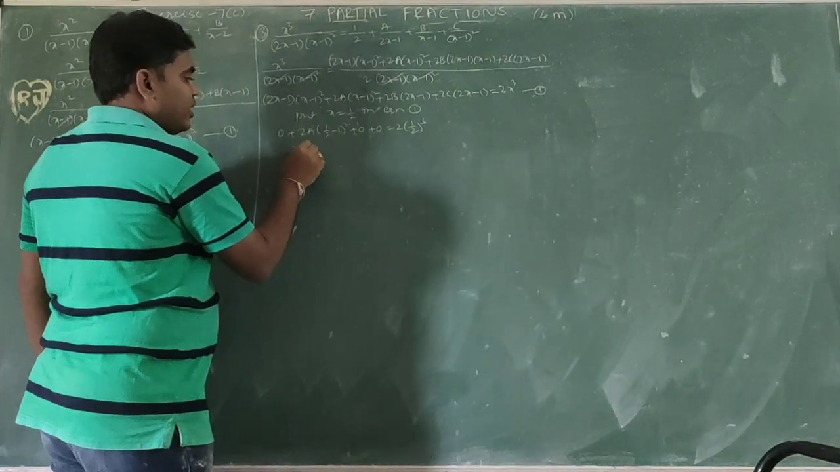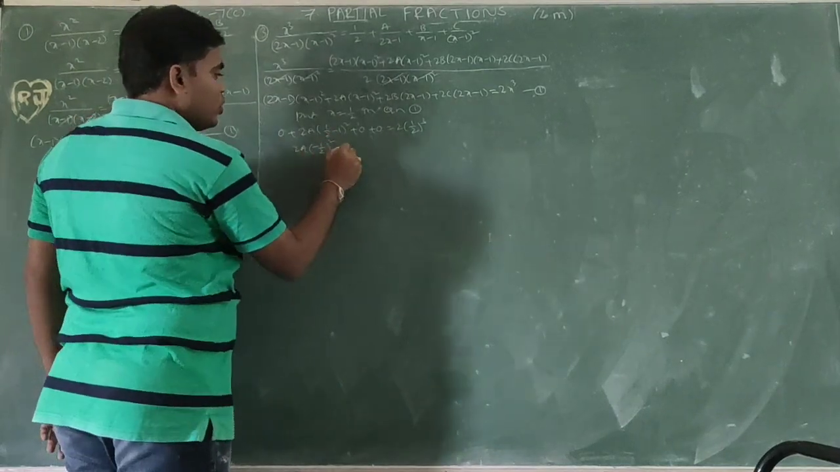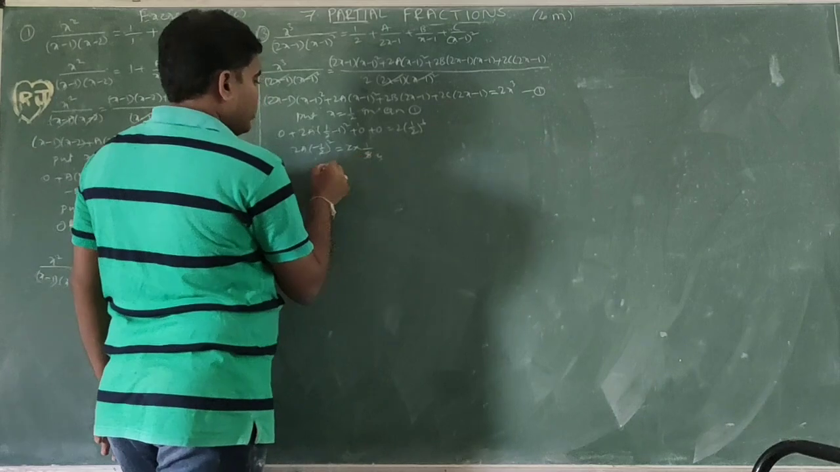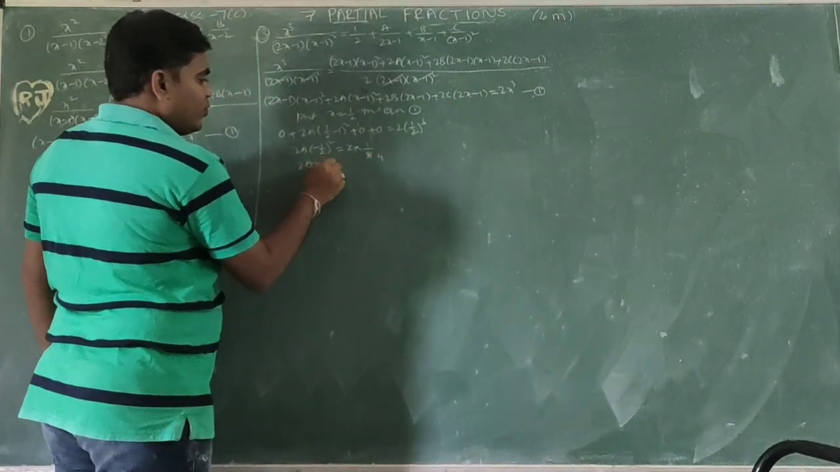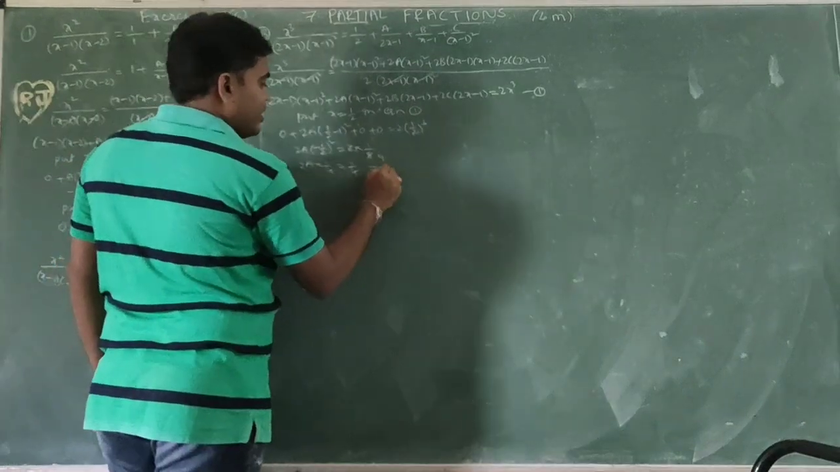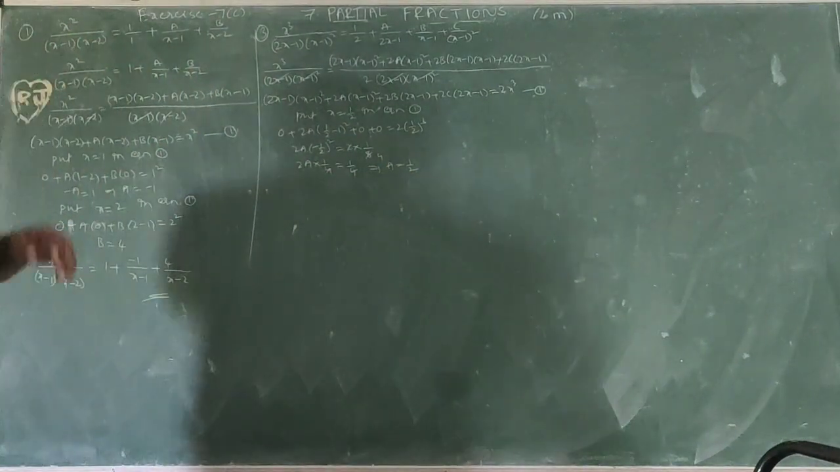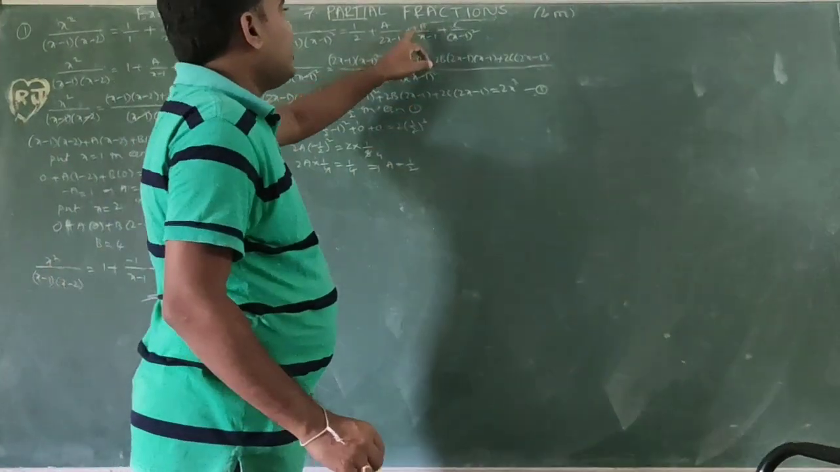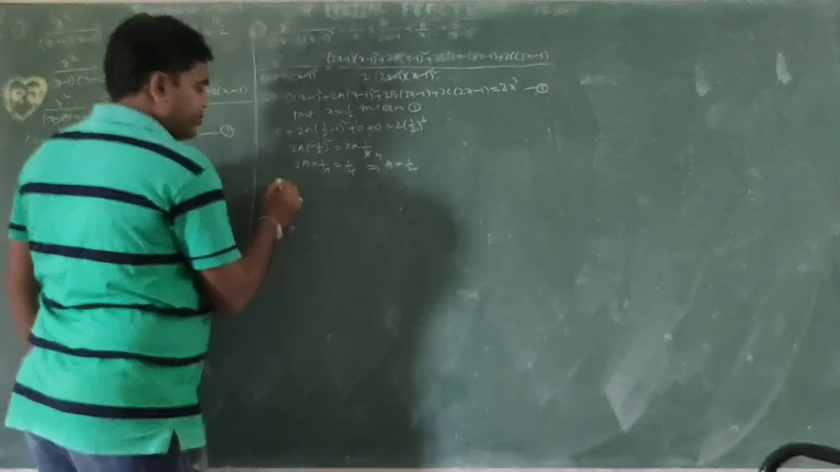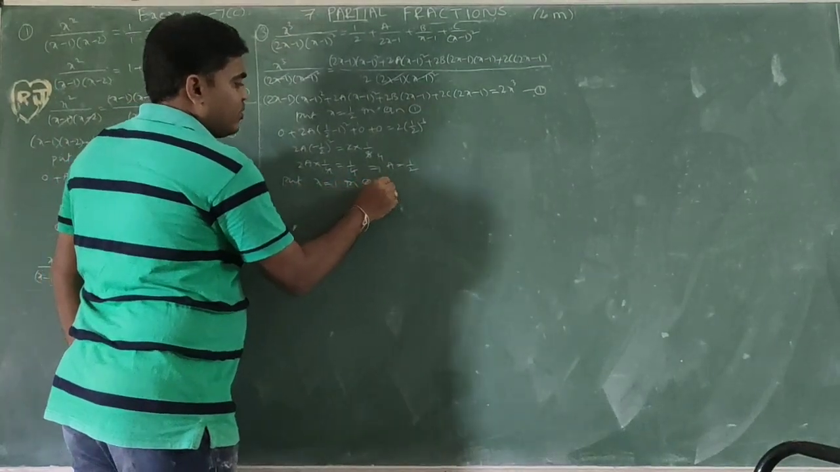So 2a into (minus 1 by 2) whole square, 2 into 1 by 8. So 2a into 1 by 4 equal to 1 by 4. So 4 cancel, a equal to 1 by 2. Okay, now we got the a value. So now the denominator will be x minus 1. Put x equal to 1 in equation 1.